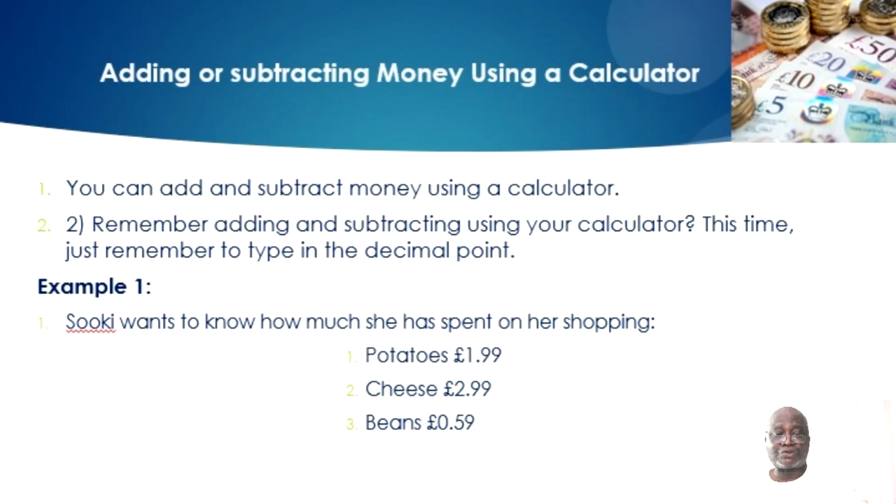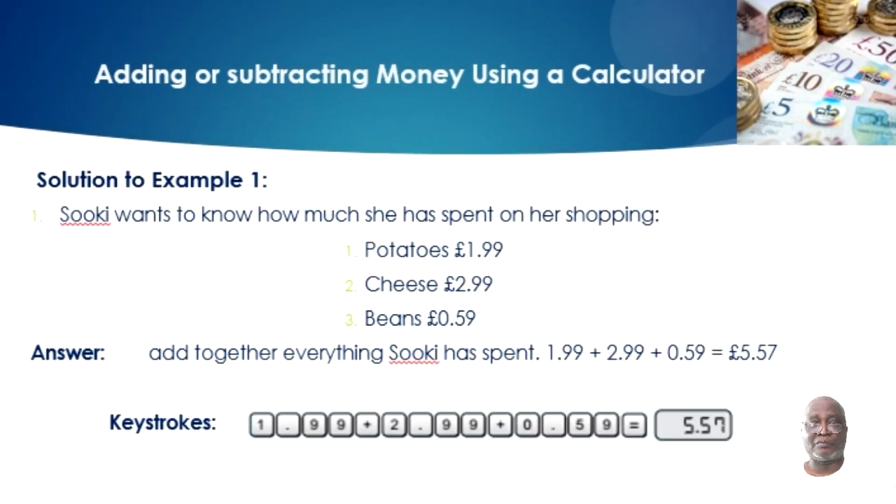Now, Suri wants to know how much she has spent on her shopping. That is example 1. Potato, 1.99, cheese, 2.99, beans, 59p, or no pounds and 59p. Solution. You need to use your calculator.